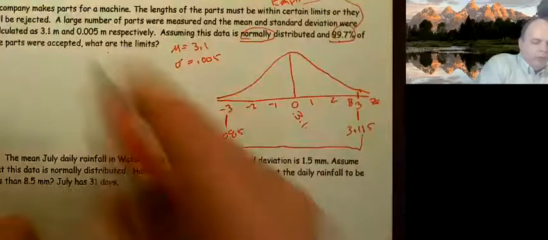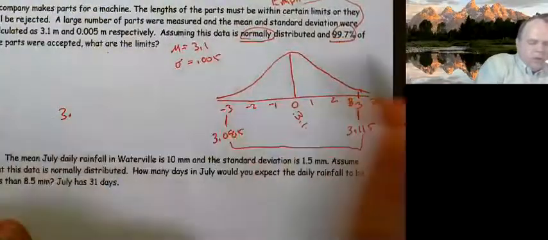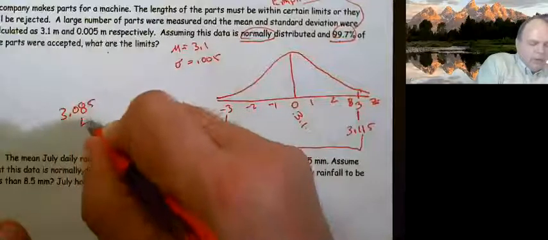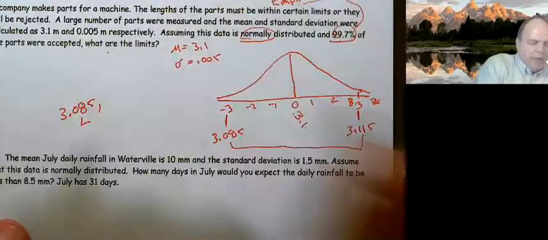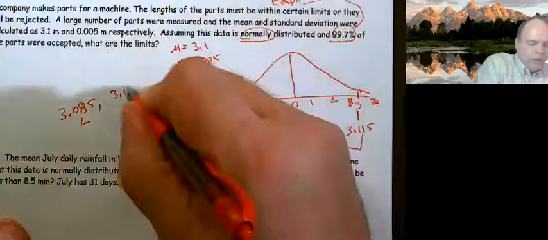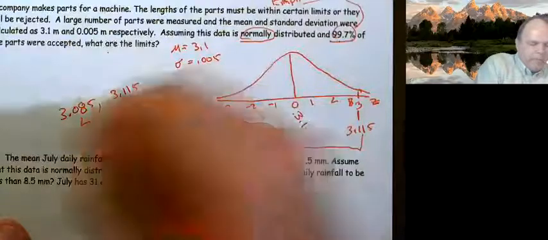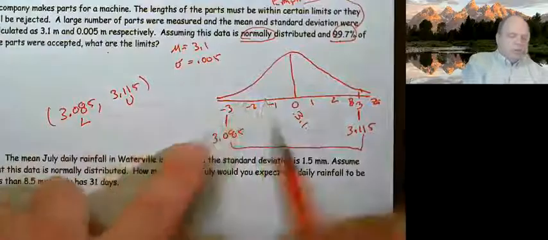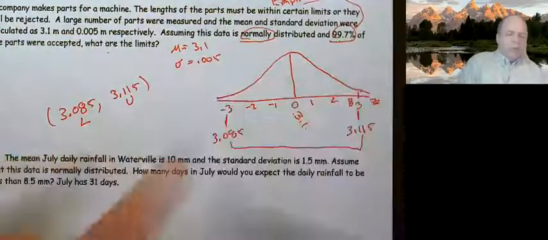So my interval is going to be 3.085. That's my lower bound. And my upper bound is going to be 3.115. That's my upper. And once again, empirical rule, 99.7% are within plus or minus 3 standard deviations.